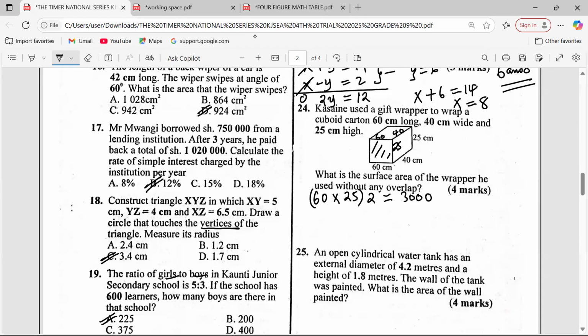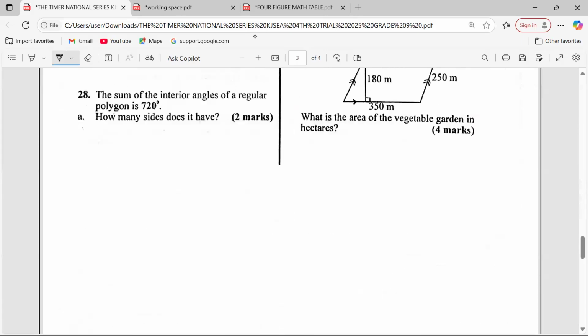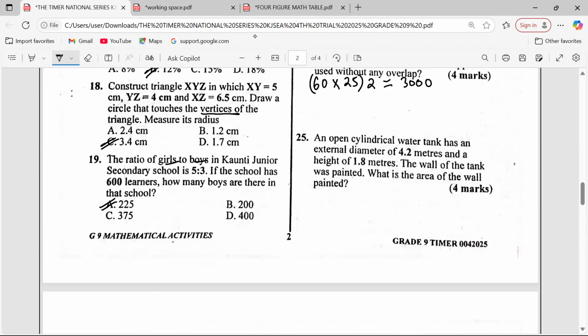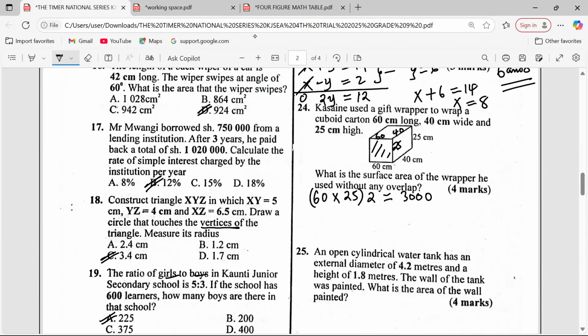Let's talk about 60 again, now considering the base and the top, which are alike. Then we shall talk about 60 multiplied by 40. The top and the base are the same, and they are giving us 4800.